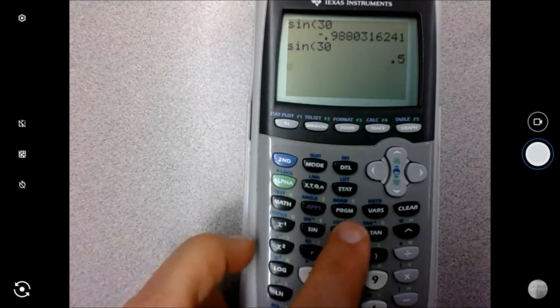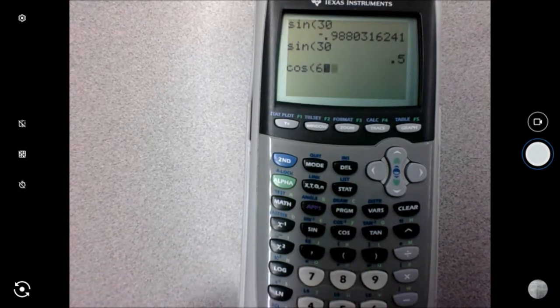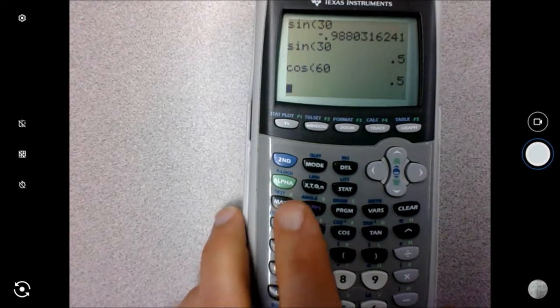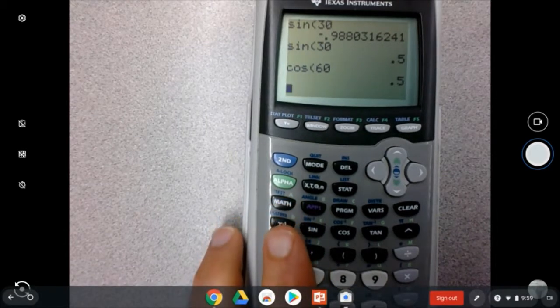Let's try another one. How about cosine of 60? Type it in your calculator, see what you get. Again, we expect to get 0.5. If you're not getting 0.5, make sure that you are changing the mode to be the proper mode. We have not talked about how to use this to solve problems yet. I just want to make sure that your calculator is set to the proper mode.